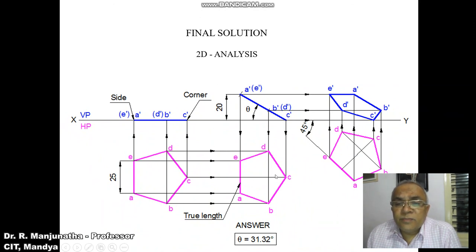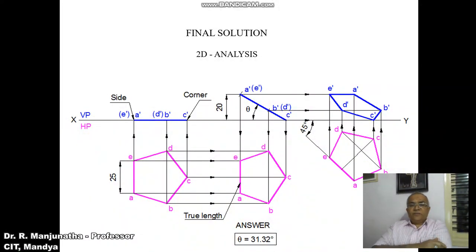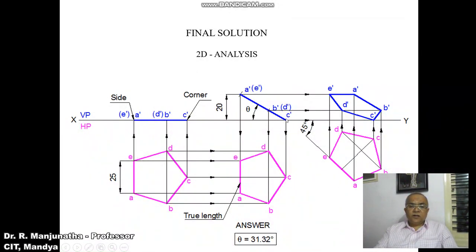This is how you will be able to write the solution in the sketchbook. First we need to identify whether the problem is right or wrong. So in the final position, you can see the corner is resting on HP. Then the corner opposite to this side will be inclined at 45 degrees to VP. The corner opposite to the side is above HP by 20 mm.